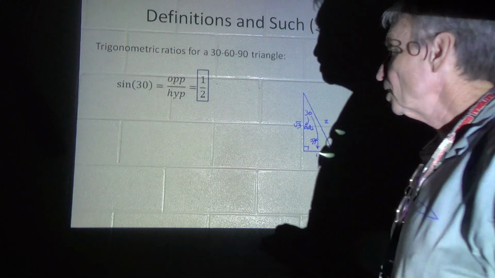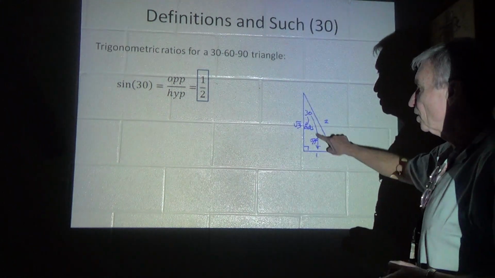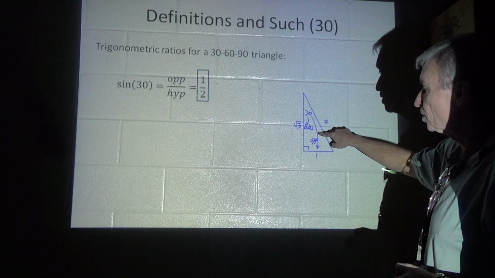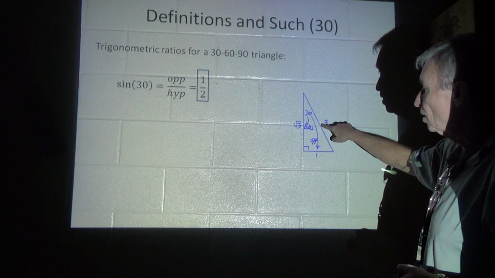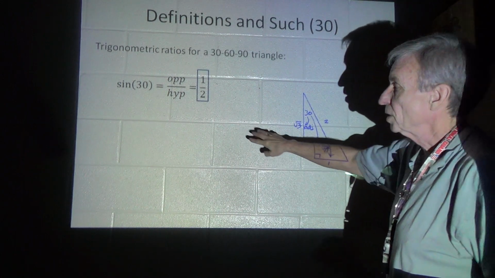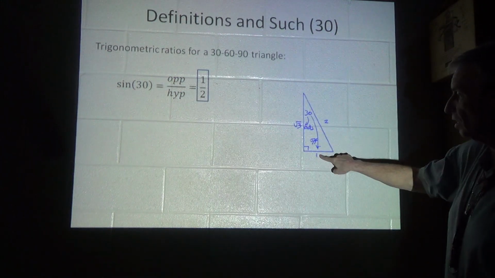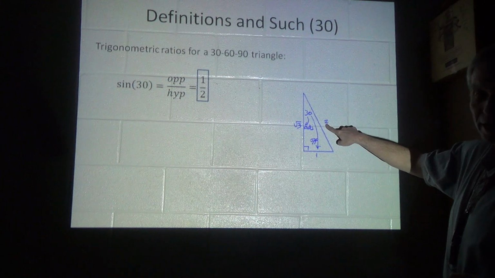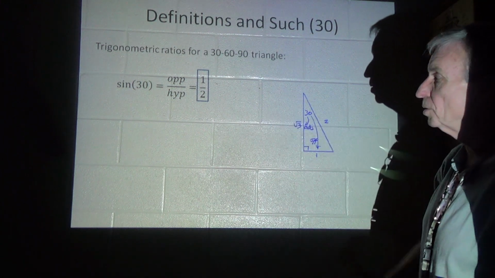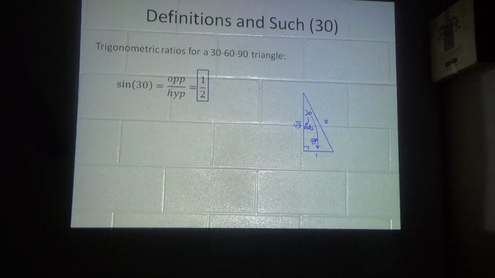So the sine of 30 degrees, as with any angle, is always the opposite leg over the hypotenuse. That is why this opposite over hypotenuse is here. In this case, the opposite leg is 1 and the hypotenuse is 2. So the ratio for the sine of 30 degrees is 1/2.